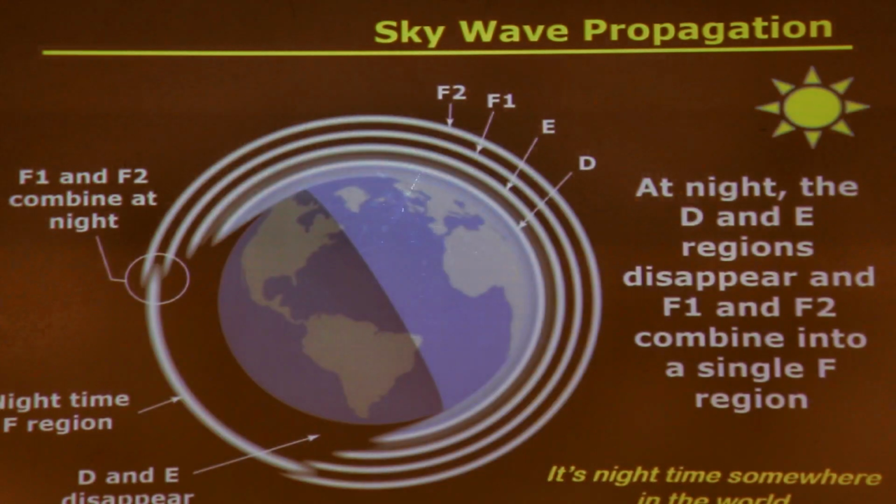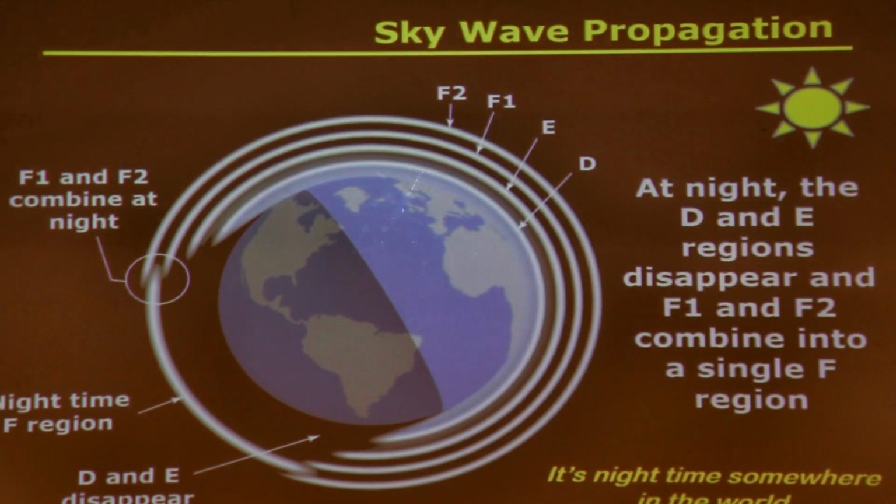At night, think of what happens now. At night, the D layer and the E layer go away, because they're only activated by the sun. As soon as it gets dark, the D layer and the E layer start going away. They start dropping off at dusk, picking back up at dawn. And by the time you get into pretty much total darkness, the F1 and the F2 layers combine into a single layer called the F layer.